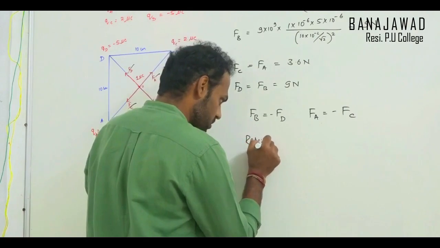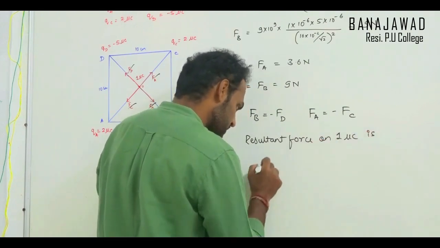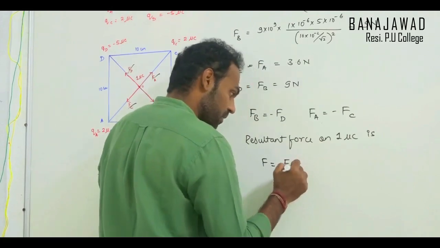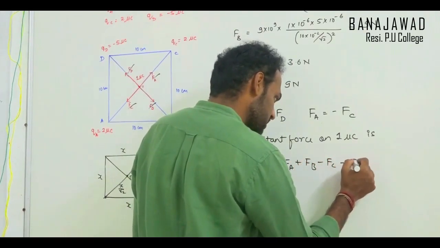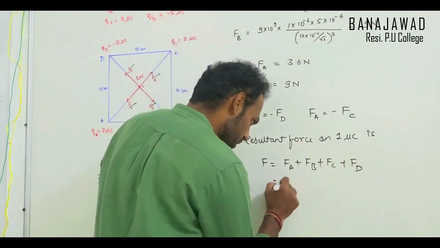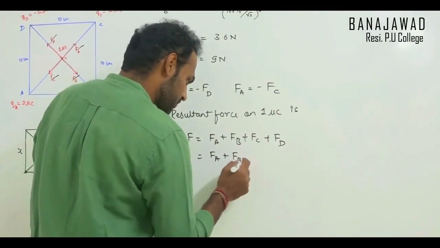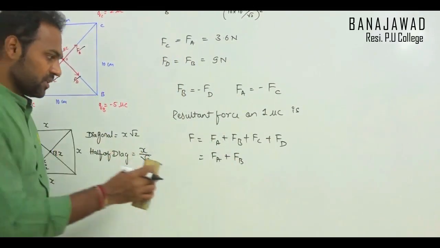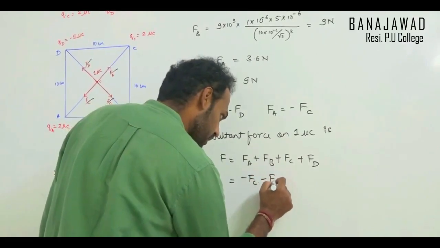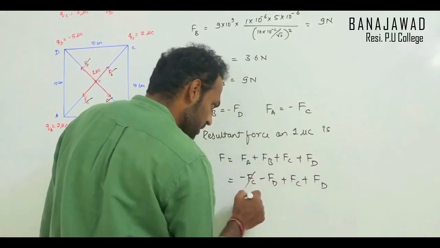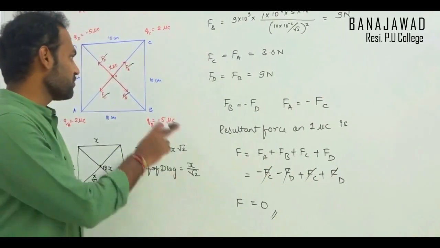So the resultant force on the 1 microcoulomb charge is F equal to FA plus FB plus FC plus FD. I'm adding all of them now. We'll substitute the values here directly. What is FA? FA means it is minus FC. What is FB? FB means it is minus FD. Plus FC plus FD. So minus FC plus FC, minus FD plus FD. What will be the resultant? Resultant will be 0 Newton. So the net force acting on the 1 microcoulomb charge which is placed at the center is 0 Newton.